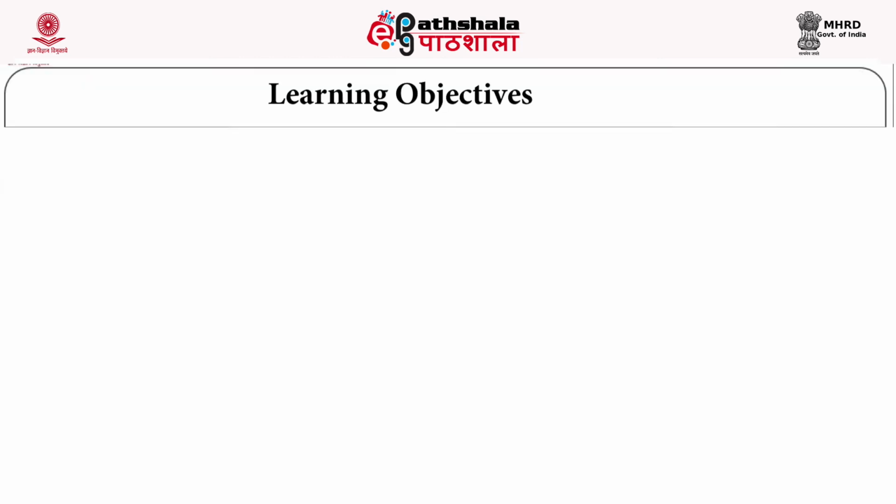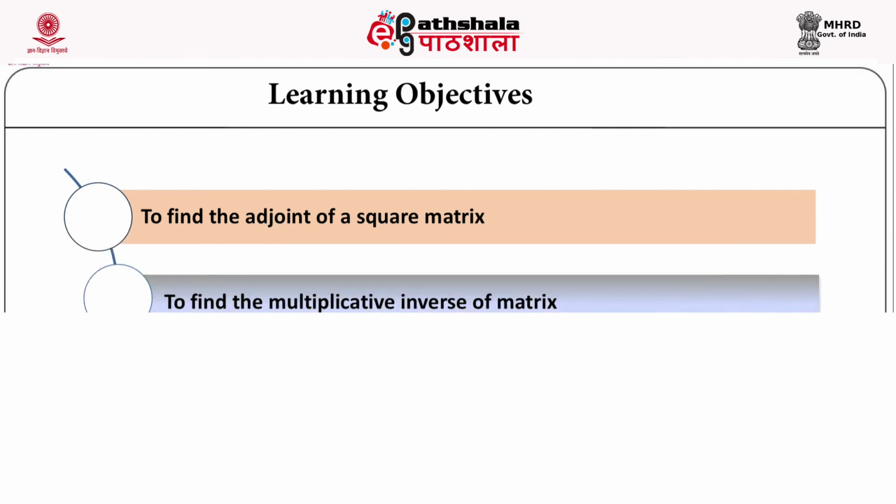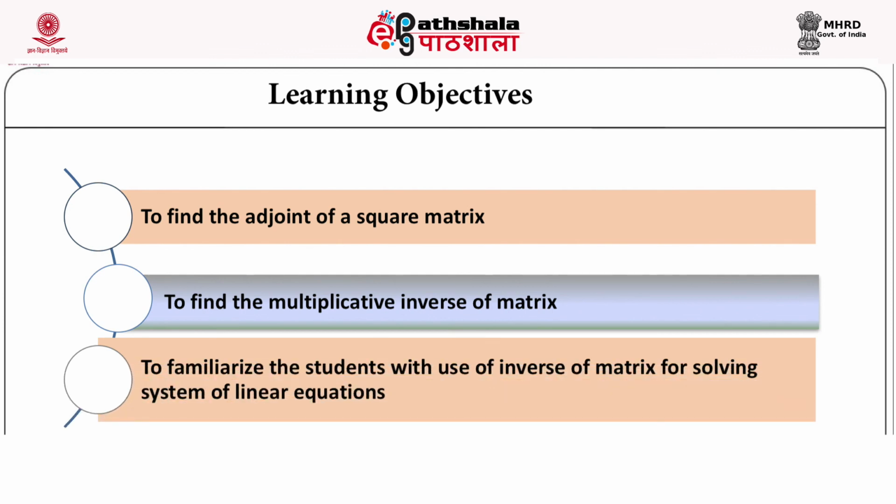In this module we will talk about how to find the inverse of a matrix by the adjoint of a matrix, then the multiplicative inverse of a matrix, and we will use the inverse of a matrix to solve linear systems of equations. We will also provide some examples for application of the inverse of a matrix. So students, in this module we will talk about how to find the adjoint of a square matrix, how to find the multiplicative inverse of a matrix, and we will familiarize the students with the use of the inverse of a matrix for solving systems of linear equations.